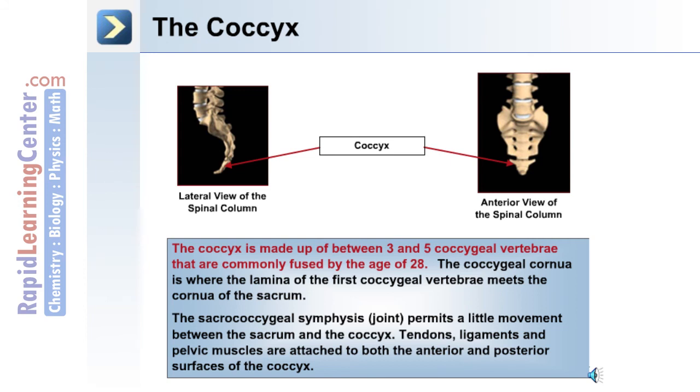The sacral coccygeal symphysis, which is a joint, permits a little movement between the sacrum and the coccyx. Tendons, ligaments, and pelvic muscles are attached to both the anterior and posterior surfaces of the coccyx.